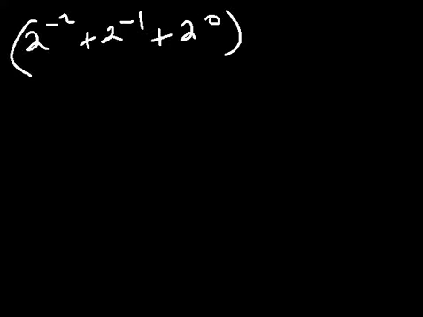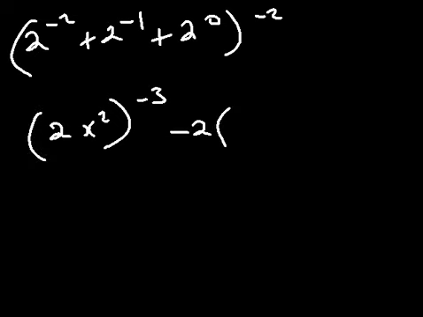And also think about this. Let's say if we have 2 to the power negative 2, plus 2 to the power negative 1, plus 2 to the power 0, and the overall to the power negative 2. Try to understand that at your own time. Let's say if we have 2x to the power 2 over to the power negative 3, minus 2x to the power 2 over to the power negative 3. Try to understand that as well.